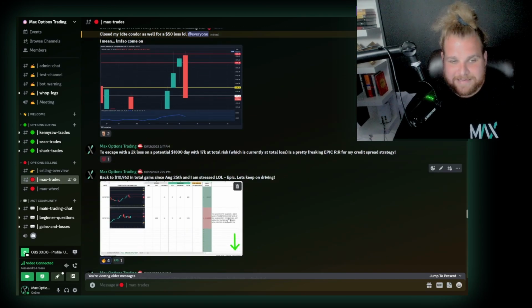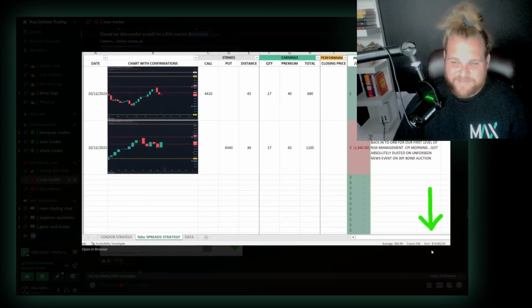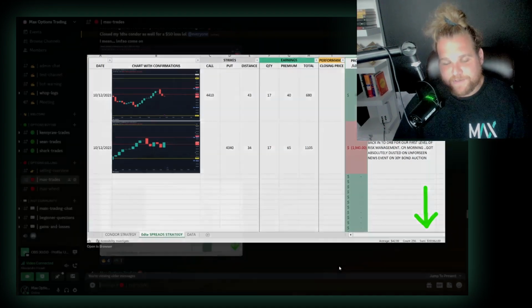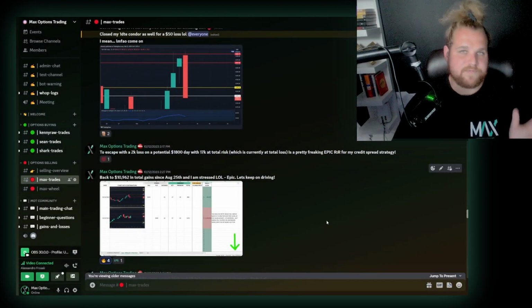So I logged it as always. And I went from over $15,000 in one week down to $10,000 in gains. Entry based in the ORB, level of risk management, CPI morning, got absolutely dusted on unforeseen news. I mean, you can't do anything for unforeseen events.